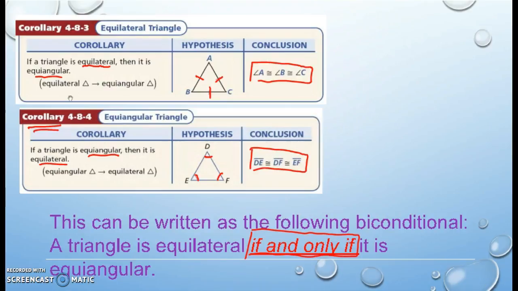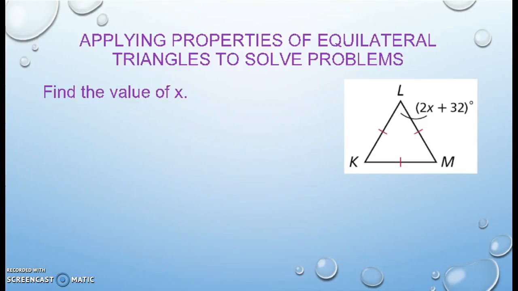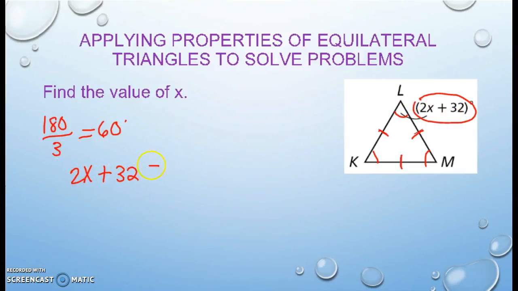So let's take a look at a couple of problems. So here we want to find the value of x. Now I'm given a triangle with all three sides congruent, which means all three angles are congruent. And so what's nice about this is if we know a triangle has all three angles congruent and all three angles add up to 180, then I know each angle must be 60 degrees. And so if that's the case, then I know angle L has to be equal to 60. So 2x plus 32 must equal 60. And now I can solve for x.